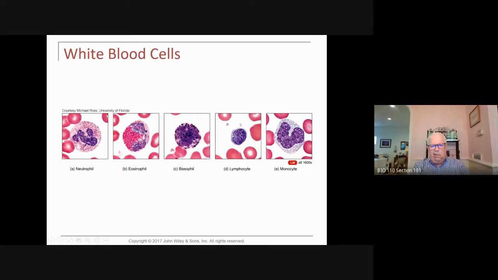Here is a neutrophil. It has both pink and blue granules. Here is an eosinophil. It has red granules. Here is a basophil. It has blue granules. Here is a lymphocyte. It has no granules. And here is a monocyte that also has no granules. Okay? Notice the size. The lymphocyte is the smallest. The monocyte is the biggest.